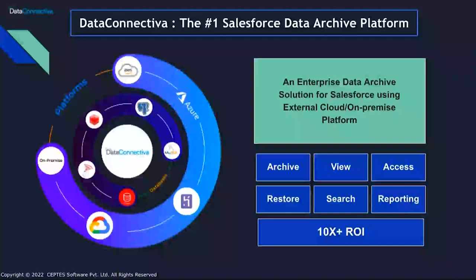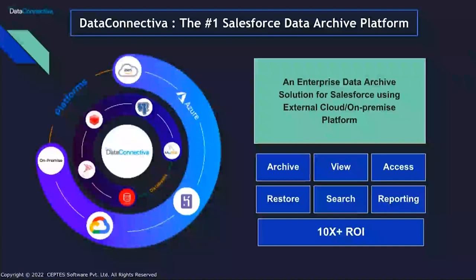So you don't have to struggle to find where the data is and how it is. You will be able to simply search, and figure out where it is within the archive data by searching this, right? And this gives you 10x ROI, 10x plus ROI.